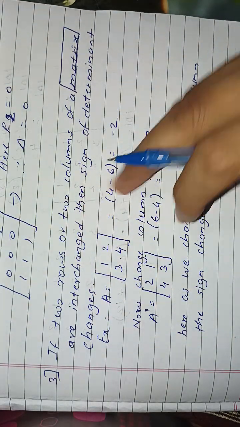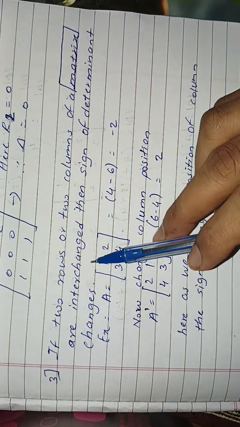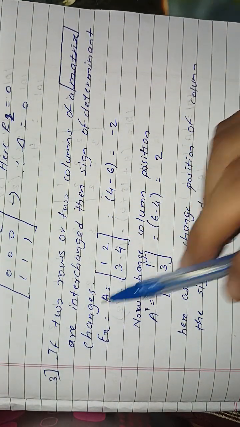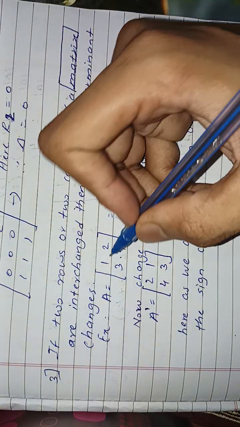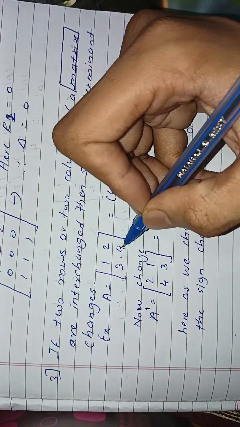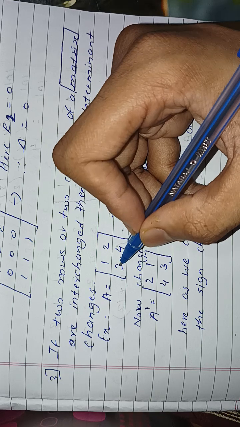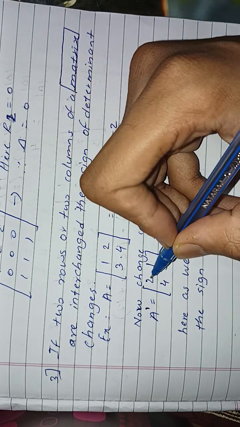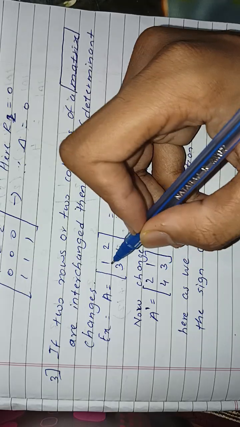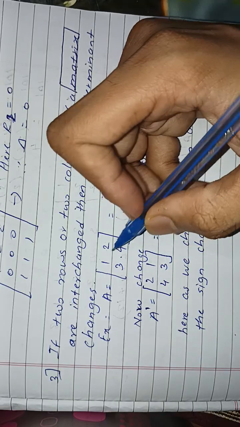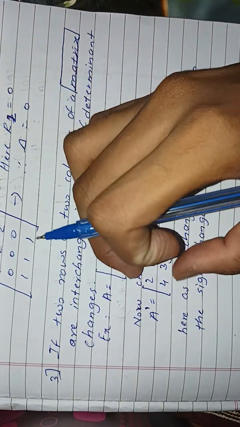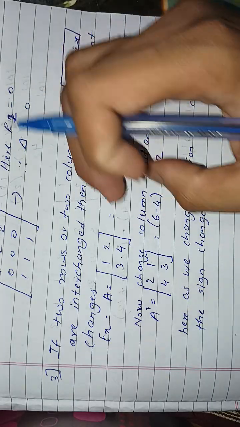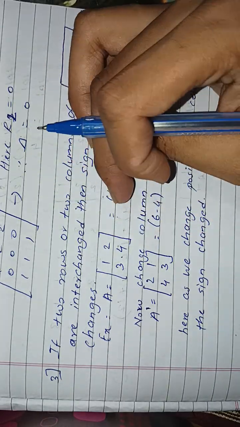If two rows or two columns of a matrix are interchanged, then the sign of the determinant changes. Which means, suppose there is a matrix 1 2 3 4. Here there is 1 and 3, here there is 2 and 4. Suppose I interchange this, like 2 4 I write here and 1 3 I write here. So the determinant of both these will be the same value, just of opposite signs.